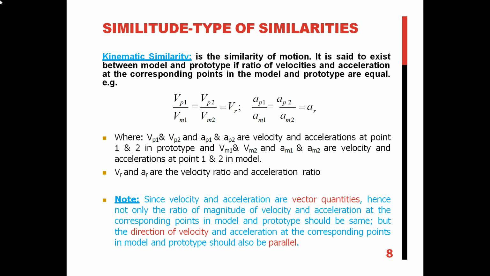So we have kinematic similarity when the ratio of velocity and acceleration of both the model and the prototype are equal. Here Vp1 and Vm1 are the velocity in the prototype and the velocity in the model.